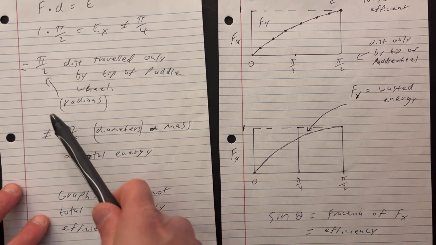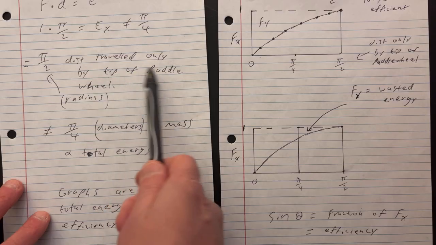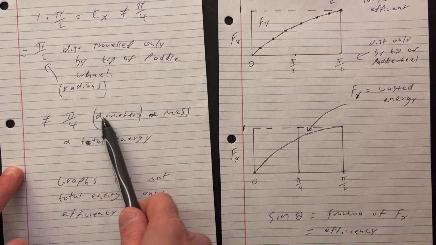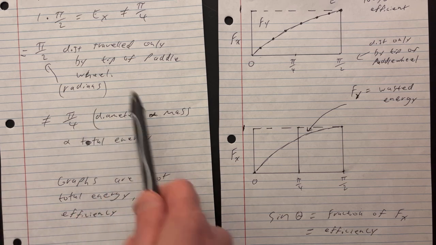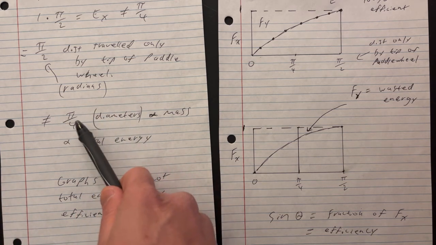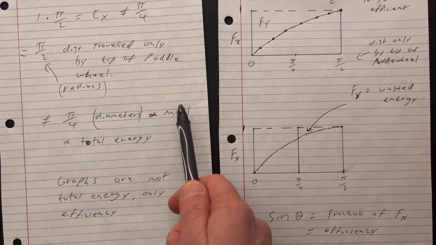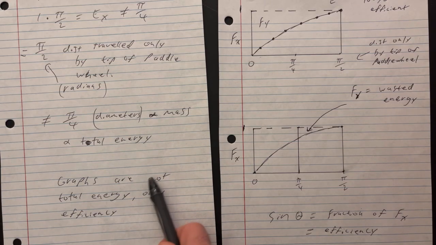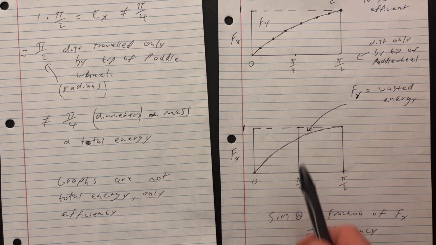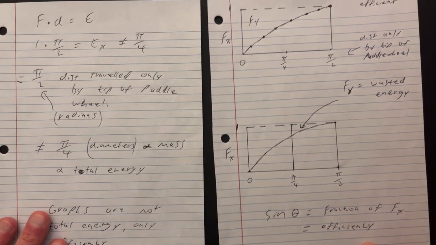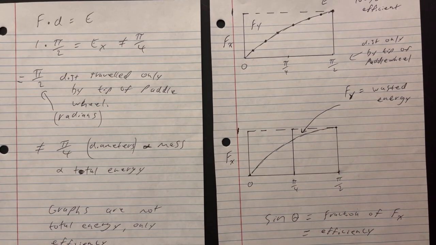And that's, well, let's see, I just said here pi over 2 is the distance traveled only by the tip of the paddle wheel, and it's in radians. It does not equal pi over 4. That comes from the diameter of the whole circle, which is 1/4 of the circle. That's proportional to the mass of water we're pushing, which is proportional to the total energy that we're expending. And the graphs are not total energy, they're really just graphing the efficiency. And again, this took me a very long time to figure out. I don't know, a couple days probably thinking about it.